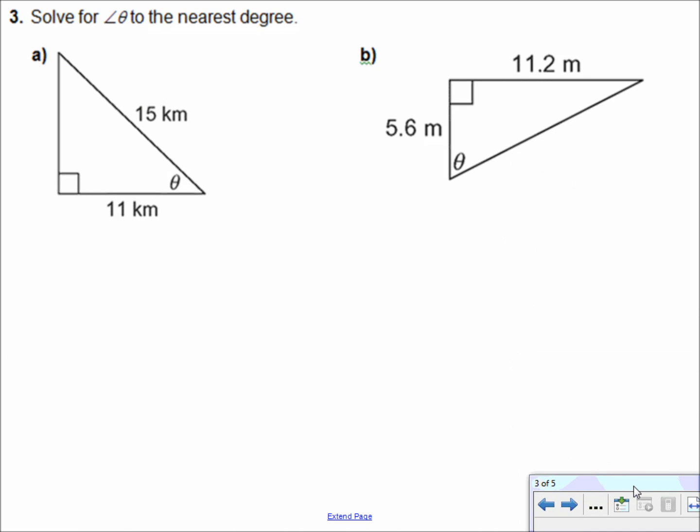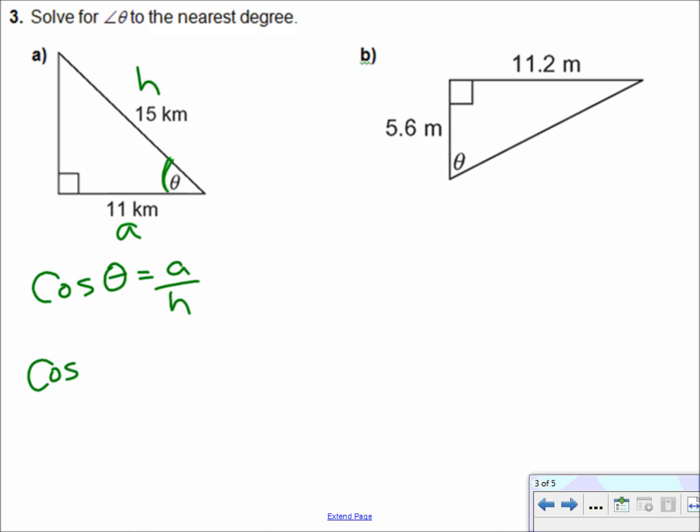Now we are calculating an angle based on two side lengths, okay? So again, you always have to work with the angle they identify. So this is the angle we're looking for. We're looking for theta. And based on that theta, we have our hypotenuse and we have our adjacent. So the trig ratio that uses adjacent and hypotenuse is cosine. So cosine of theta is equal to adjacent over hypotenuse.